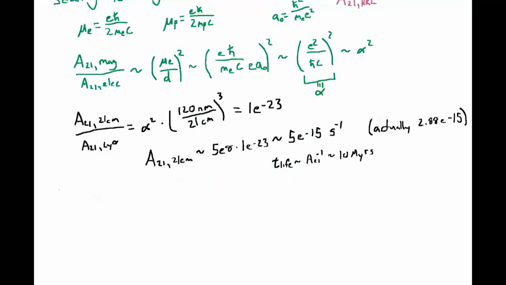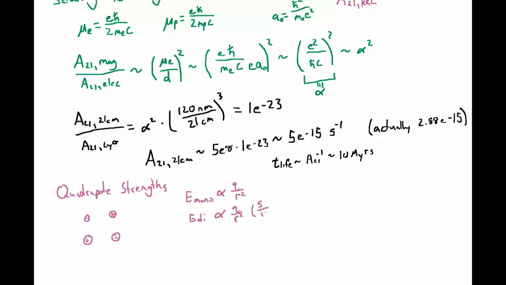So the last thing I wanted to do was quadrupole strengths. So in contrast to a dipole where you have a positive and a negative charge separated by some distance, a quadrupole is a pair of dipoles. So you have 2 dipoles associated with one another. And we've worked out, whereas the electric field of a monopole scales as charge over distance squared, whereas the electric field of a dipole has an additional factor of the separation between charges over the radius you are from the dipole.